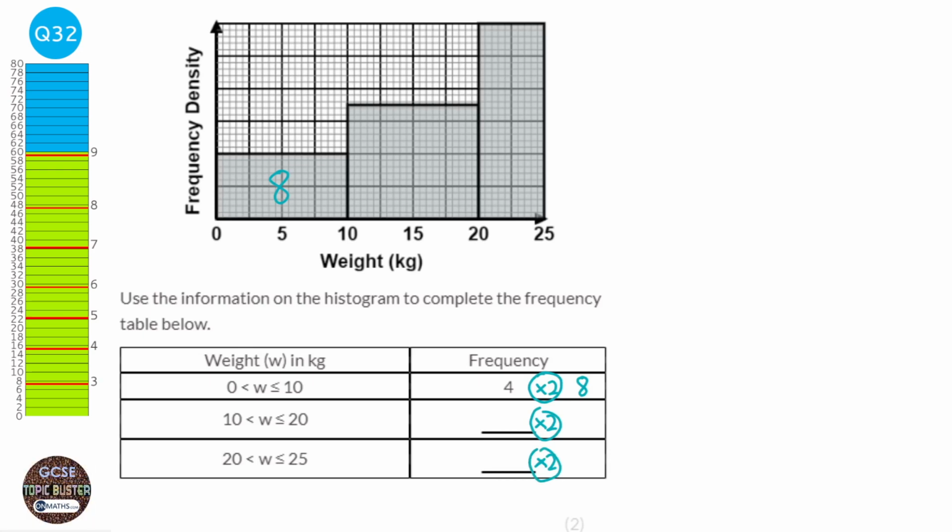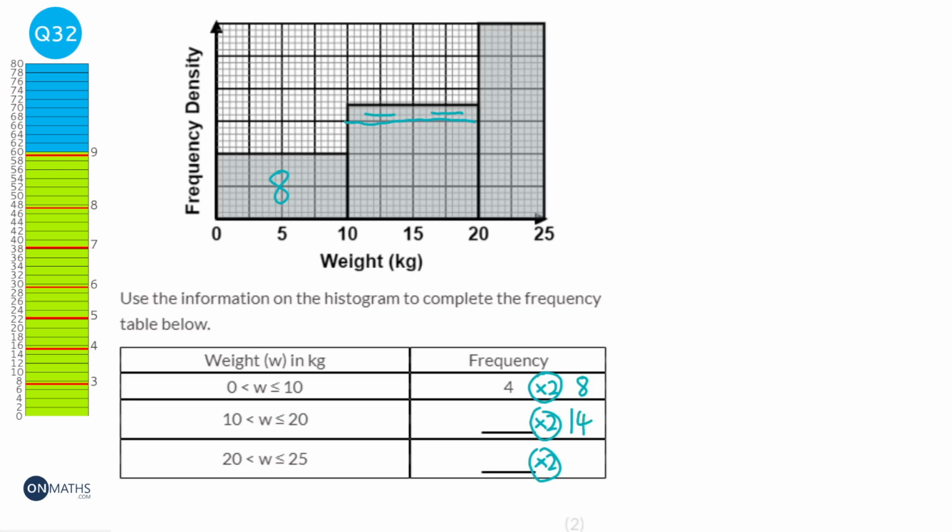So for this second one, there are 12 squares below this line, and then these 2 here are 1 square. These 2 half squares count as 1, and these 2 count as 1. So it's going to be 12 plus 2, which is going to be 14. So 14 squares.